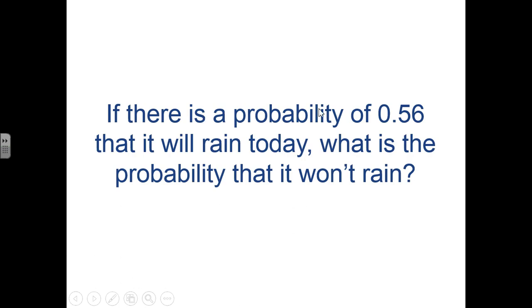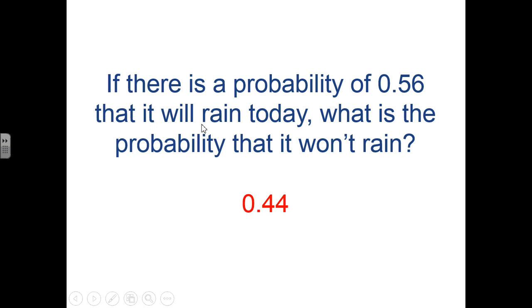If there's a probability of 0.56 that it will rain today, what's the probability that it won't rain? Okay, we have covered the theory behind this question. Pause the lecture and think about the answer. Since it'll either rain or not rain, this is the complement rule. So 1 minus 0.56 is 0.44, the probability that it will not rain.